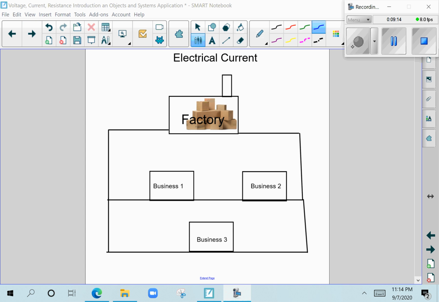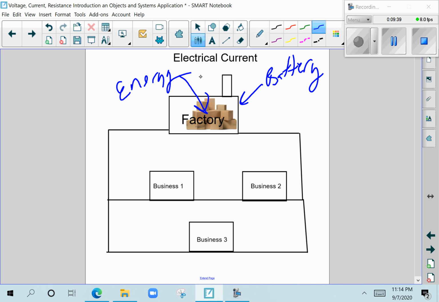The easiest analogy I can think of to help understand how electricity works in a circuit is to think of things as a factory shipping products off to various businesses. The factory is like the battery, and the items are the energy.